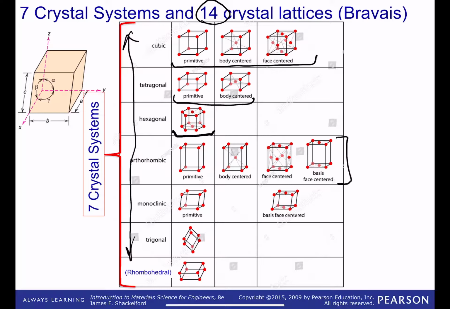Orthorhombic, we saw 4, with the difference here in the most atom-rich unit cells being a face-centered versus a base-centered option. And monoclinic, we have 2 options there, and then trigonal and rhombohedral, 2 options for the Bravais lattices there.